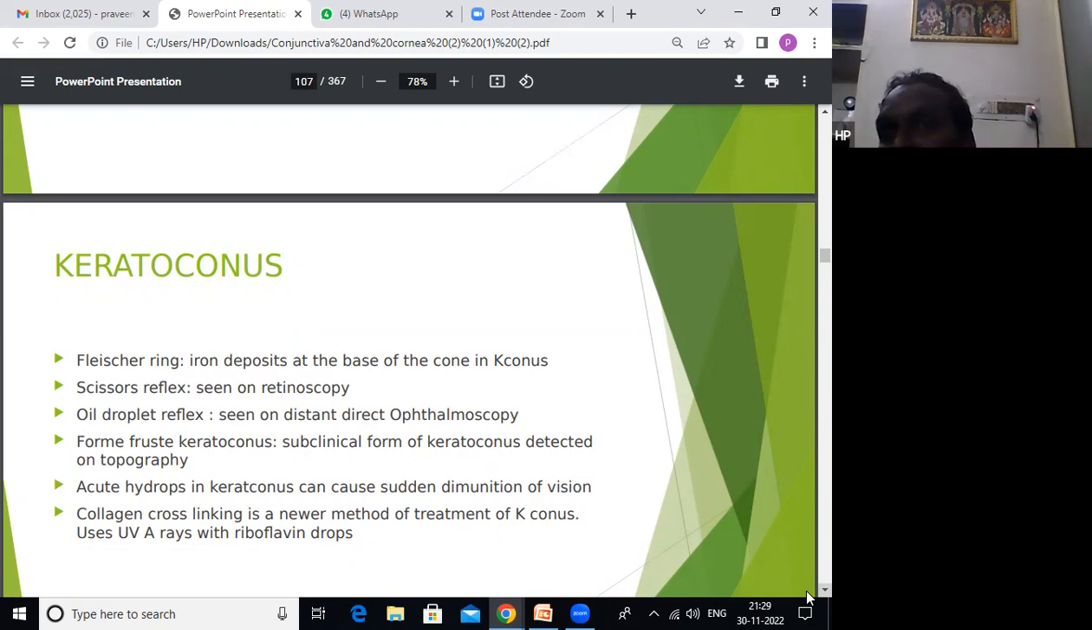And which of the following is the cause of sudden onset diminution of vision in keratoconus? Acute hydrops. See, in keratoconus, the characteristic diminution of vision is gradual onset, insidious onset, painless, and progressive. But a keratoconus patient can have a sudden onset diminution of vision because of acute hydrops. So that is the question: which of the following will cause sudden onset diminution of vision in the case of keratoconus.